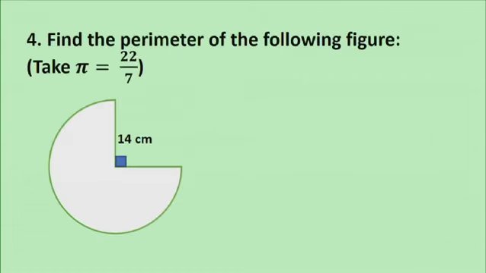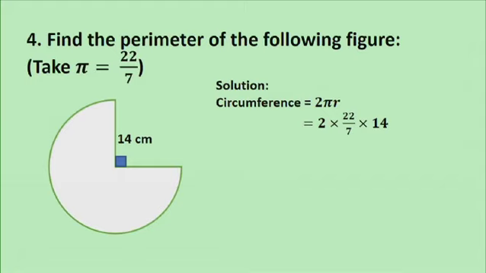Example 4. Find the perimeter of the following figure. Here we are going to take pi as 22/7. Using the formula circumference is equal to 2 pi r, 2 multiplied by 22/7 multiplied by 14 gives us 88 centimeters.